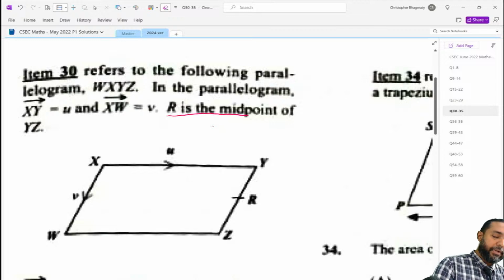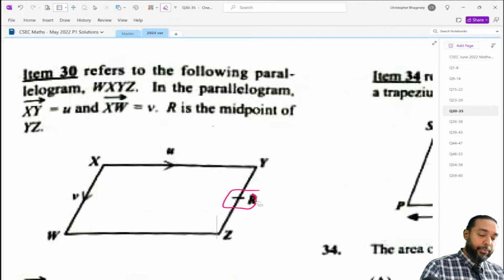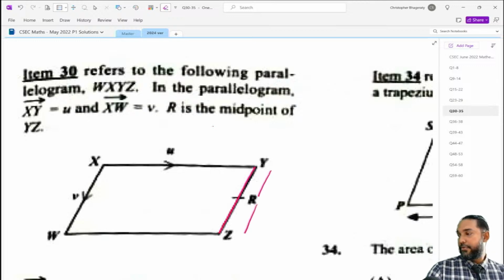R is the midpoint of YZ. The midpoint is the halfway point along that line. So what R does, it cuts the larger pink line into 2 equal halves.